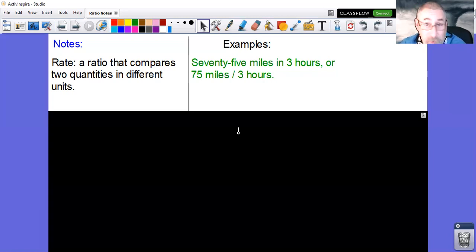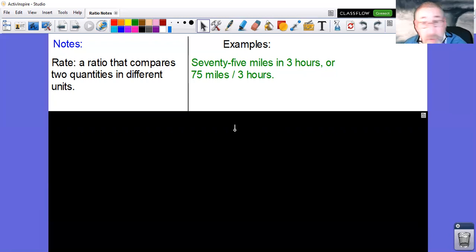For example, the one that you hear all the time and that you can't wait to start doing has to do with driving: 75 miles in 3 hours. That's a rate. You went 75 miles in 3 hours. We can rewrite that as 75 miles to or over 3 hours. Or we could do 75 miles colon 3 hours. Either's fine, but you'll generally see those as a fraction.